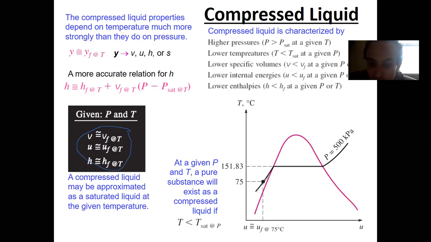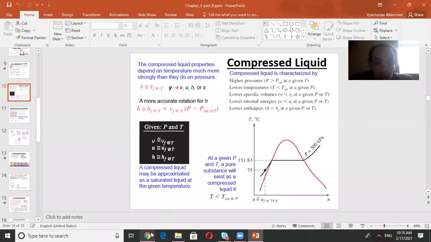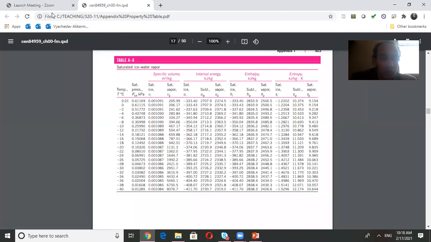So otherwise, do you see this point on my screen? So you are eligible to approximate it by this point. Not by given pressure, but by temperature. They are very close. To justify it, that's what I want to show you, that we can do it. To justify it, again, let's go to an example from your textbook.